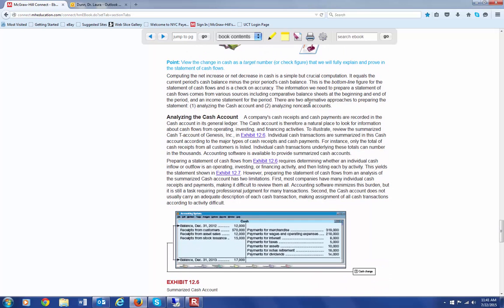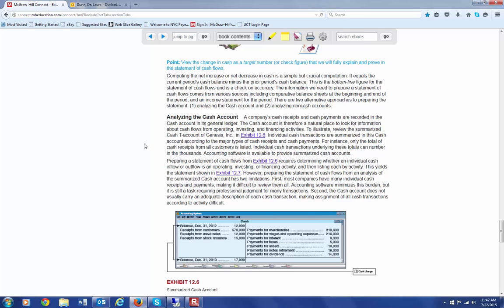Now, there's 2 alternative approaches to preparing the statement. The first is just by analyzing the cash account itself. The second method for doing it is by analyzing the non-cash accounts. Analyzing the cash account is the most direct way of doing it because every cash transaction is going to be in that cash account, whether it's money coming in or money going out. So it's a natural place to look for that information.